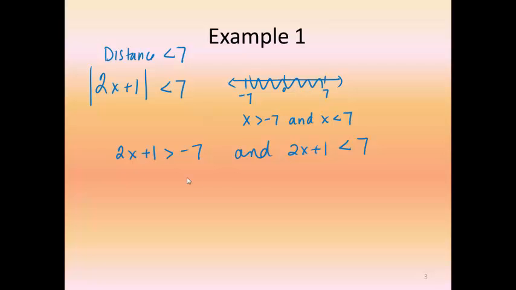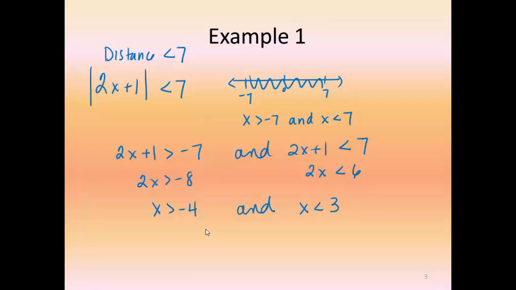I'm going to subtract 1 from both sides on this part. I have 2x is greater than negative 8, making x greater than negative 4. I'm going to keep the word AND. Over here, I'm going to subtract 1, giving me 2x is less than 6, and divide by 2, giving me x is less than 3. So my values are between negative 4 and 3. This is a between statement.